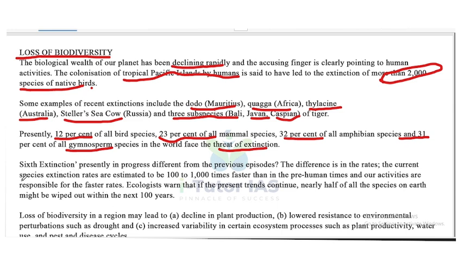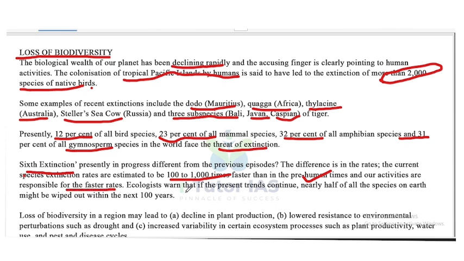Now, sixth extinction. Already 5 mass extinctions have gone by. Now the sixth extinction is presently in progress. It's different from the previous episodes. Let's see how. The difference is in the rates. The current species extinction rates are estimated to be 100 to 1000 times faster than pre-human times. So it is 100 to 1000 times faster than the pre-human times, and our activities are responsible for these faster rates.